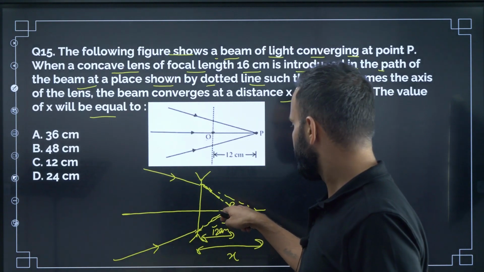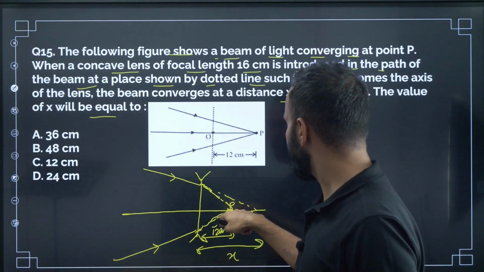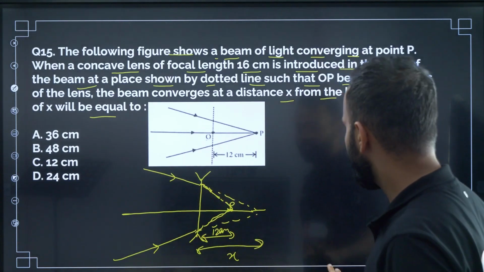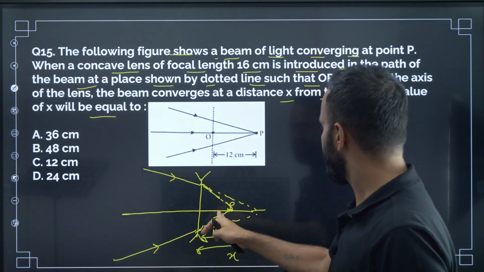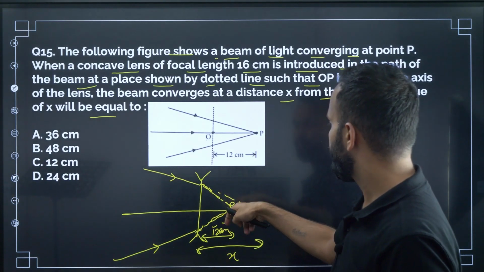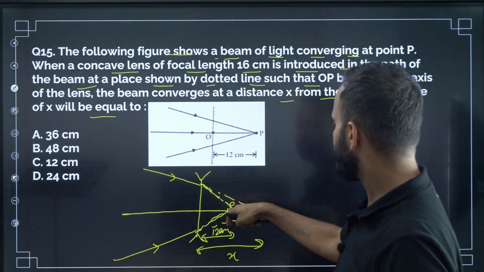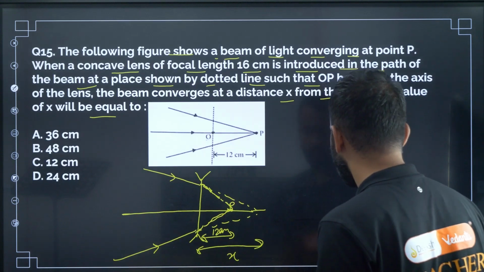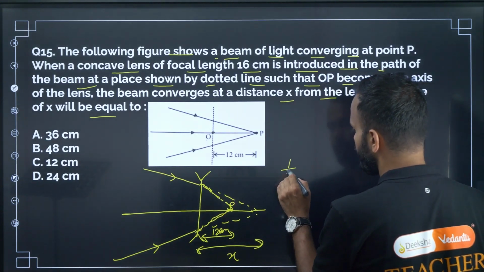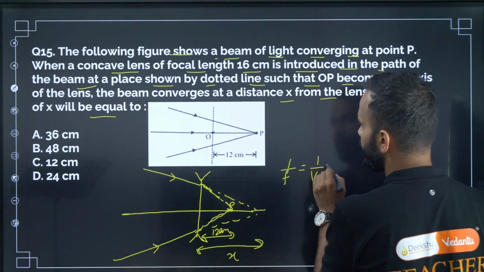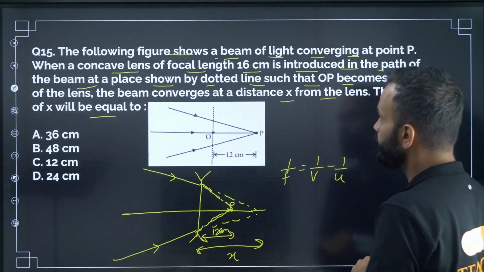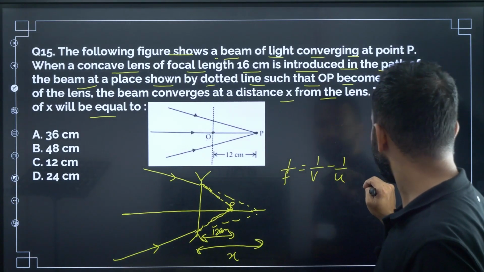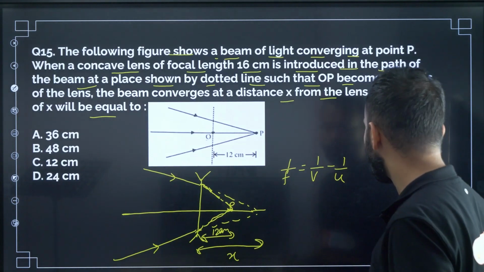So this point P, the image, acts like an object for this concave lens, right? So it's a virtual object. This image acts like an object for the concave lens, that is a virtual object. So apply the lens formula: 1 divided by f equals 1 by v minus 1 by u. Okay, f is given, u is given, we need to find v.